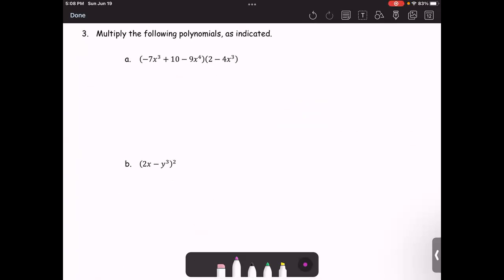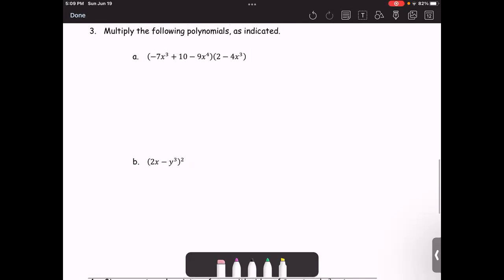For this example, we are going to multiply the following polynomials. In part A, we have the product of the expression negative 7x to the third plus 10 minus 9x to the fourth and the quantity 2 minus 4 times x to the third. We just treat them using the distributive property. So negative 7x to the third distributes to all terms in the second quantity, and we do the same for the rest of them.